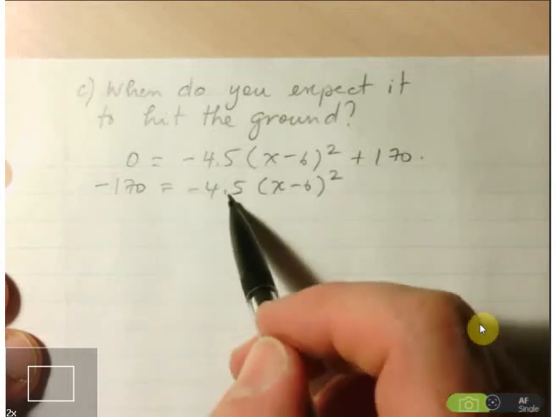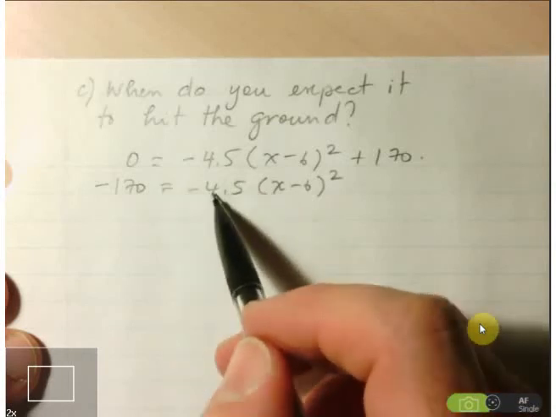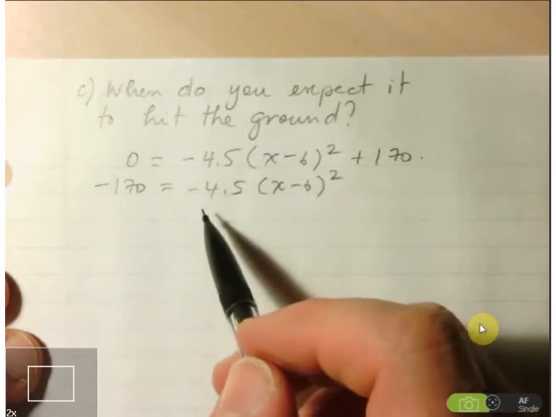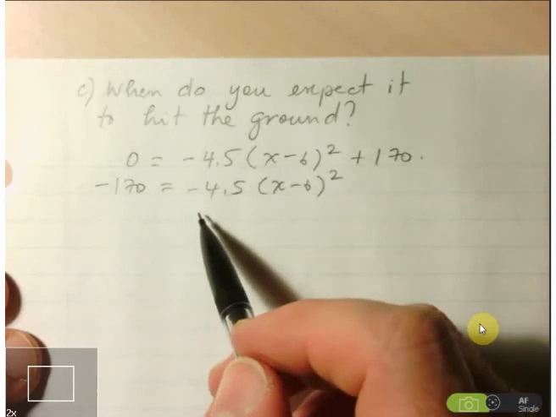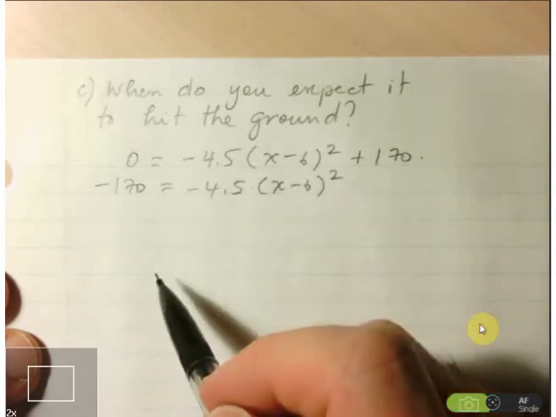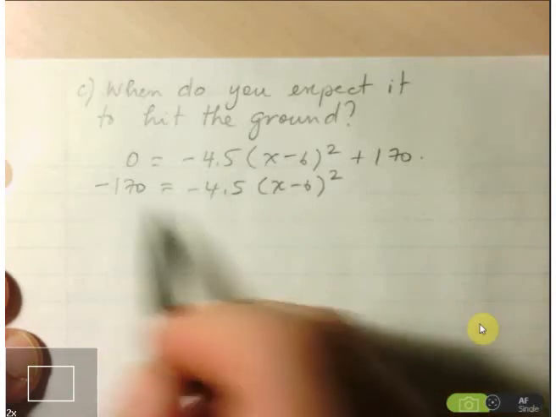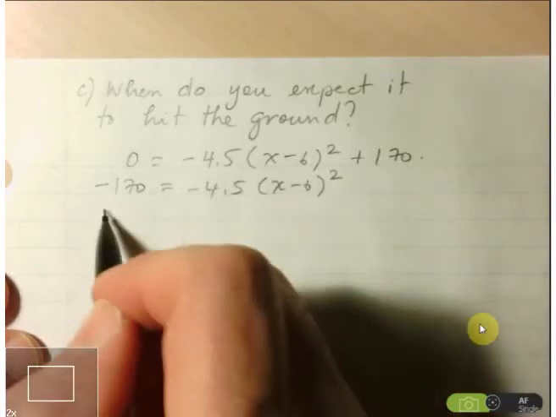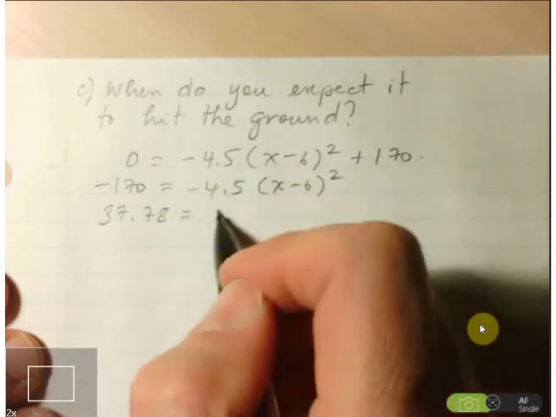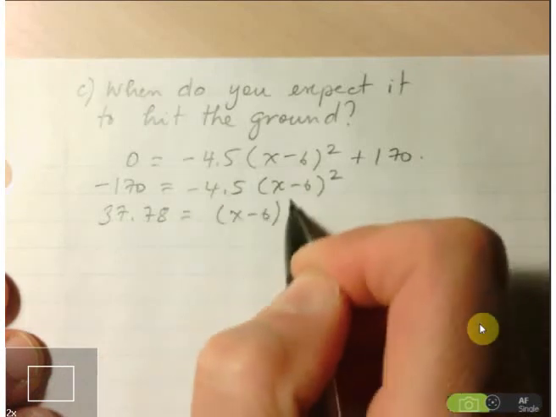So now let's divide. Let's get rid of that multiplication. So we'll divide by negative 4.5. Given that this is an application problem, the expectation is that you're going to be approximating your values. If it was a straight math question, I would expect you to keep exact answers. So 170 divided by 4.5 is approximately equal to 37.78. So (x minus 6) squared equals 37.78.